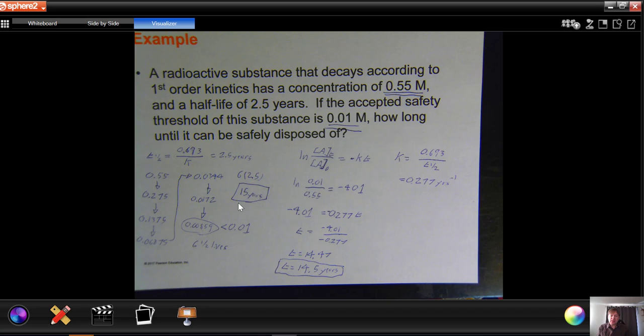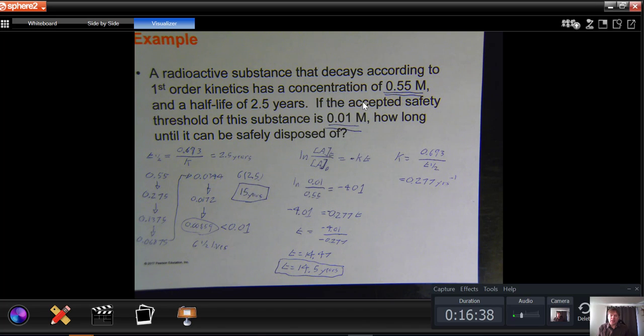So that is the little mini lecture for now. Next time we will start looking at temperature effects on reaction rates.